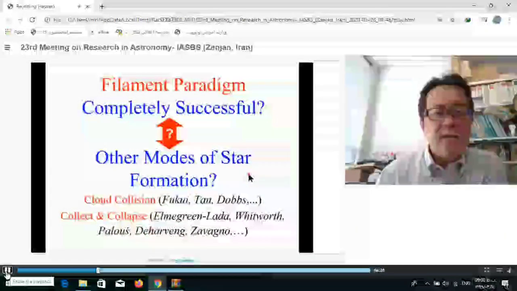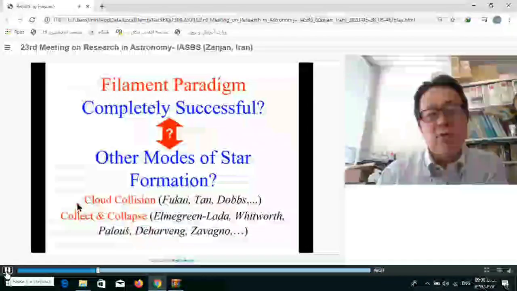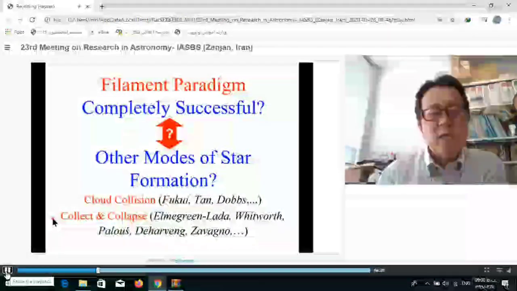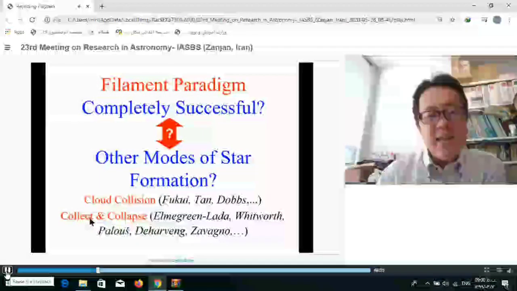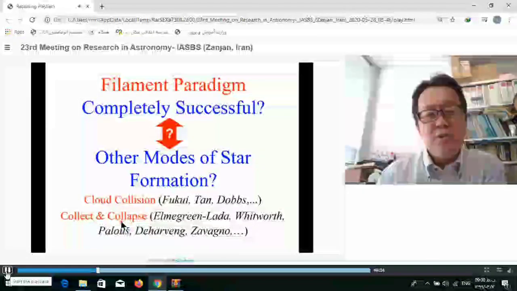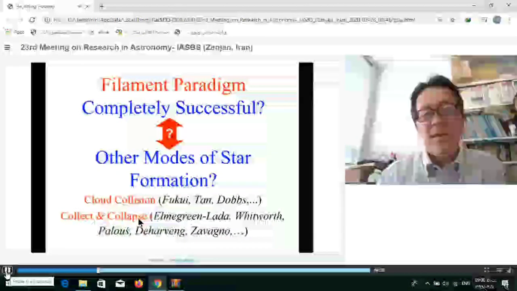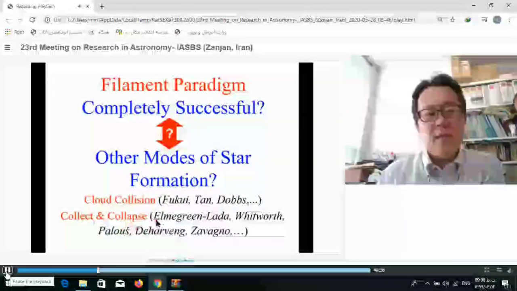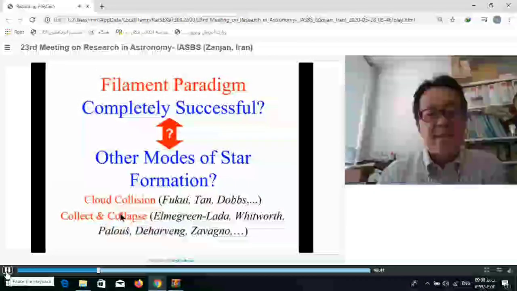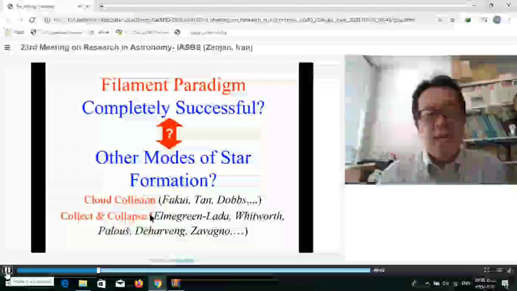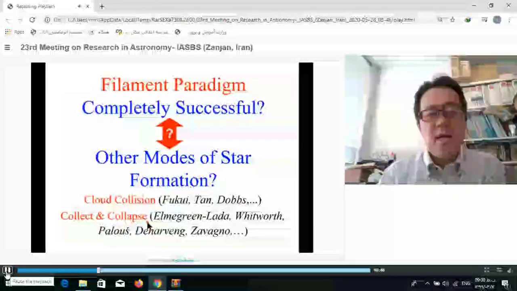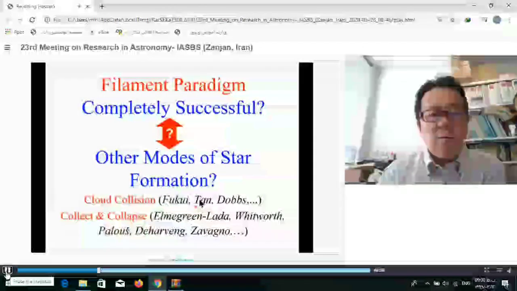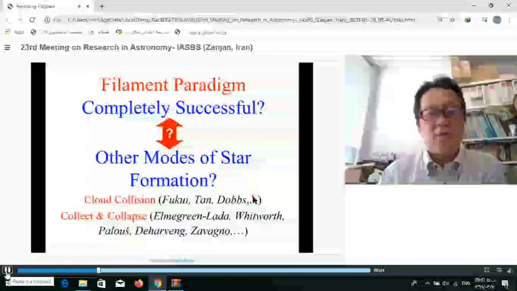Some people say that cloud collision is important, and some people also say that expanding extrusion collects the dense gas and the collapse results in star formation. This is a kind of continuous star formation process by collect and collapse. Which is the more important star formation process?